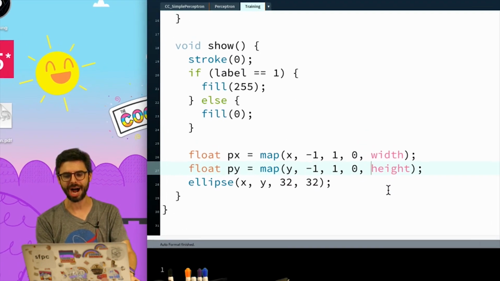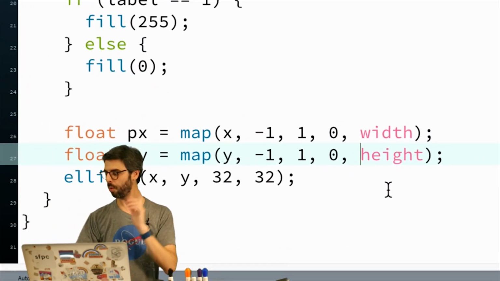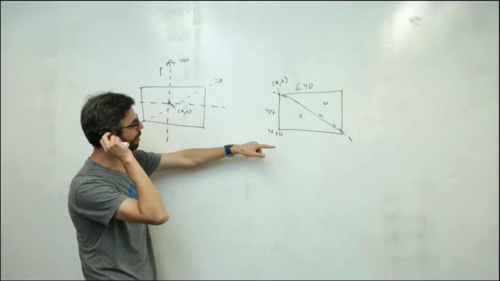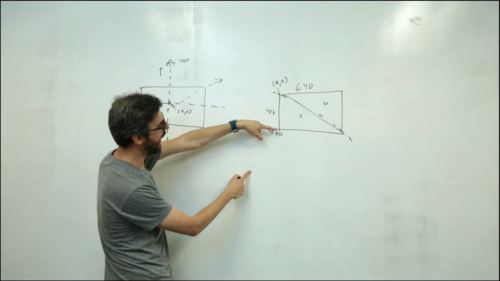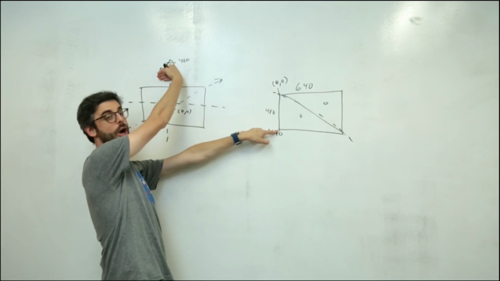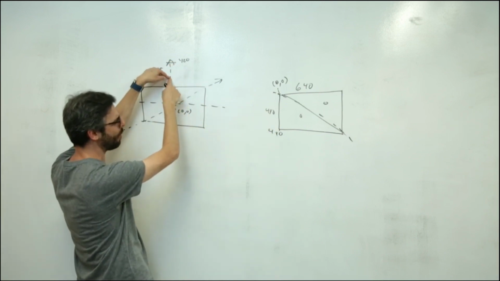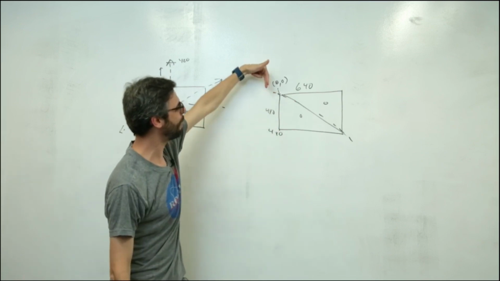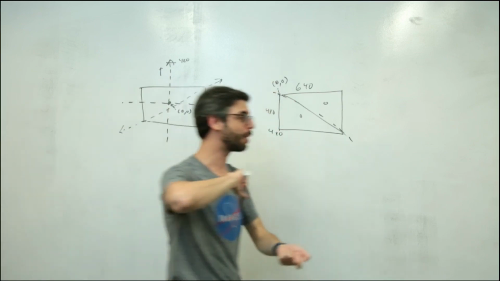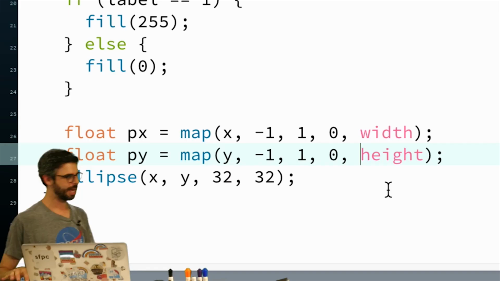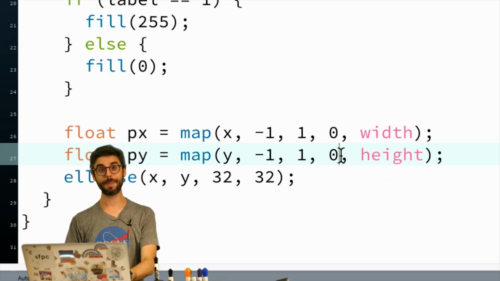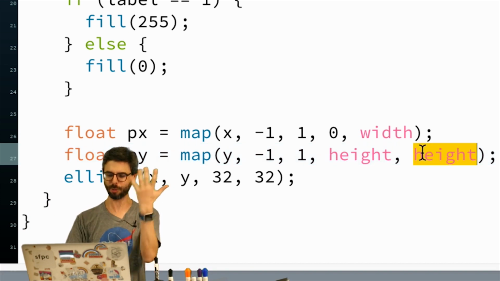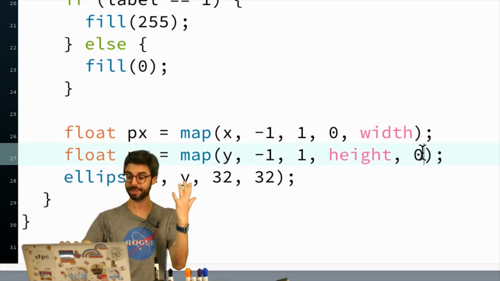Except with y, right? When the y value is high, I want it to be low in terms of pixels. It's flipped, right? Instead of positive pointing down, it points up. So I want to reverse that mapping. And the map function does that for you by saying, when y is -1, it should be at the bottom, and when y is 1, that's a nicer way to say it, it should be at the top, 0.